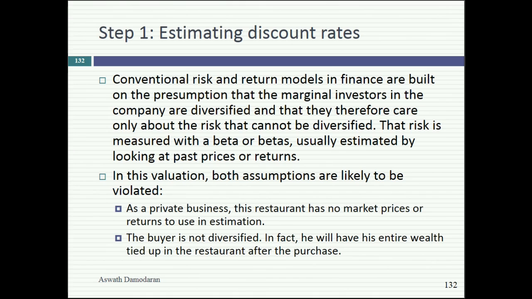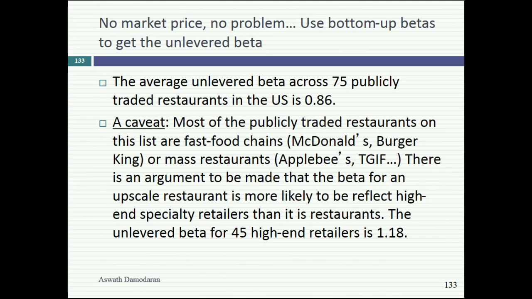So here's the first thing I did. I acted like this was a public company, and I got a beta for the public company. And how did I do that? I used a bottom-up beta. I went and looked at 75 publicly traded restaurants, and I came up with a beta for those restaurants. It's a bottom-up beta, 0.86.